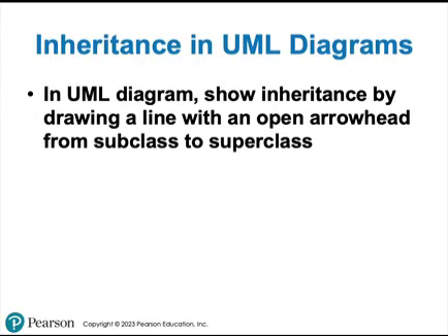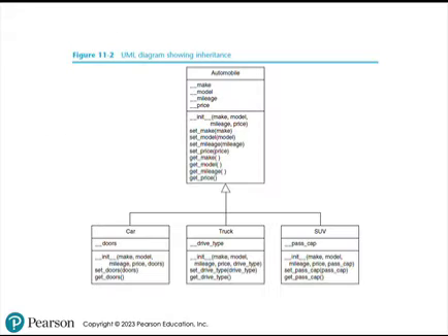If we look at a UML diagram, it's going to look like this. We're going to have the same type of boxes, that is three things. The top box is the class name. The middle box is the data attributes for that class. And then the third box is the methods that we have for that class.